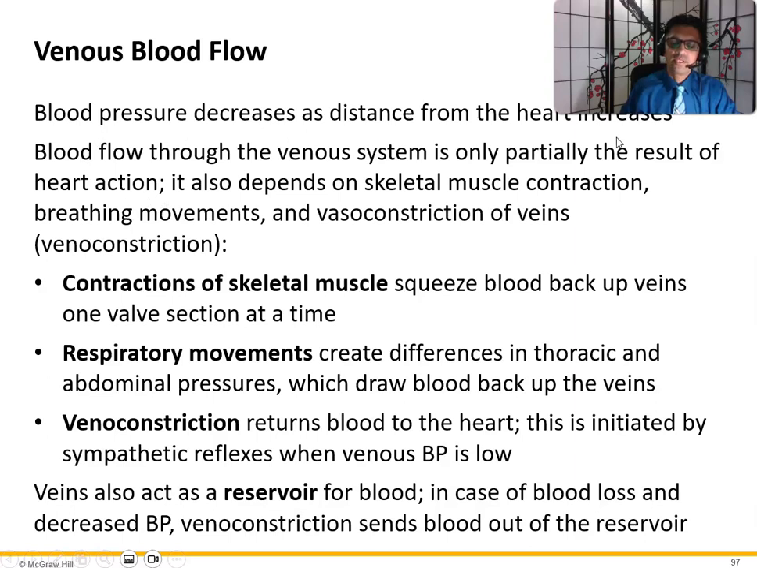Blood pressure decreases as the distance from the heart increases. Again, as you get further away from the heart, your blood pressure will go down. Blood flow through the venous system is only partially the result of heart action. It also depends on skeletal muscle contraction, so movement helps move that.